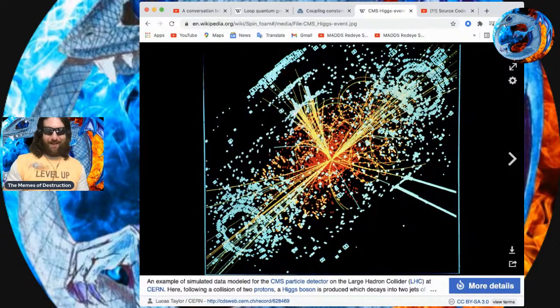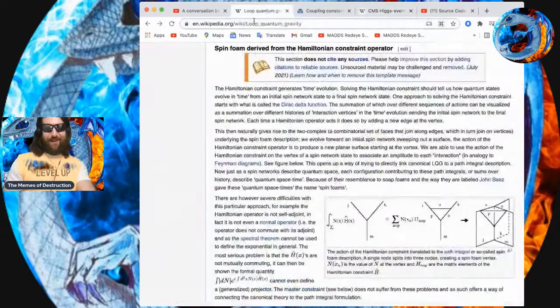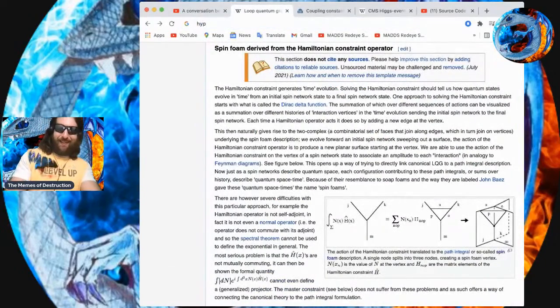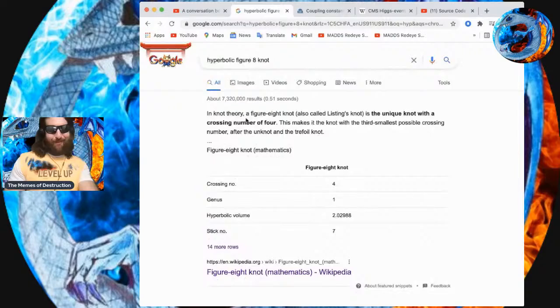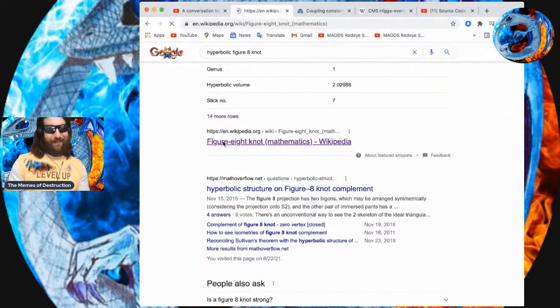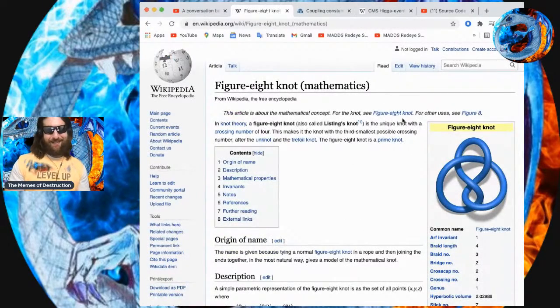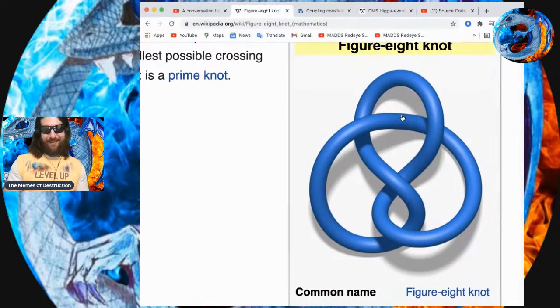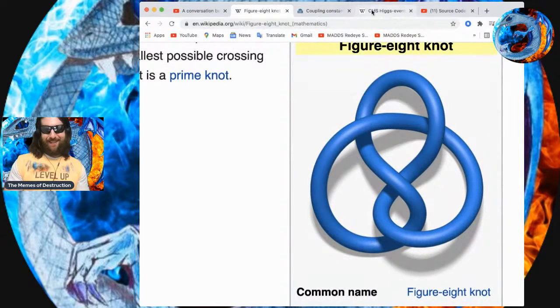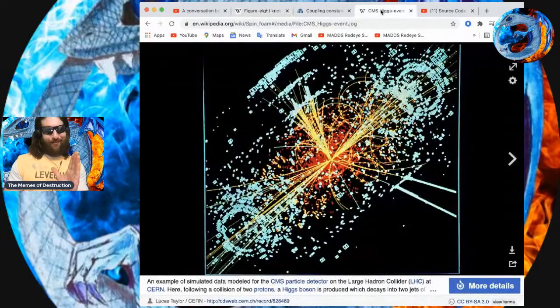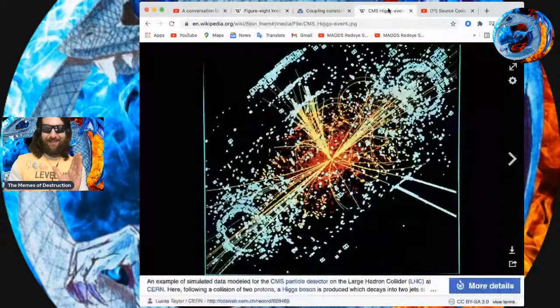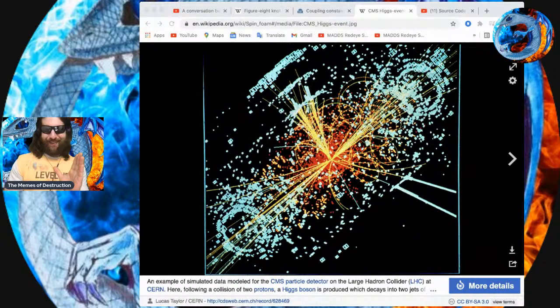Now, I'm not saying that this is necessarily the hyperbolic figure 8 knot, but all I'm saying is, when we go to the hyperbolic figure 8 knot, I don't know. You see that? Again, none of this is absolutely confirmed. I don't know. What do we all think?